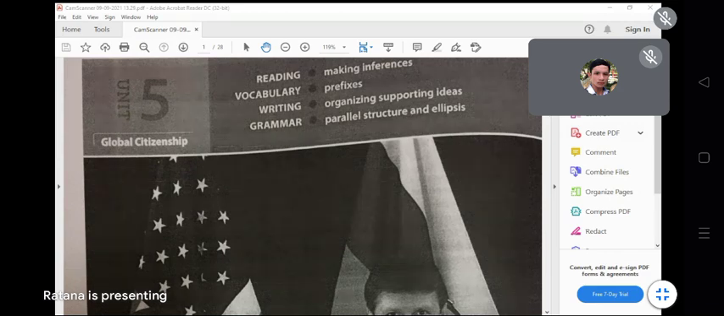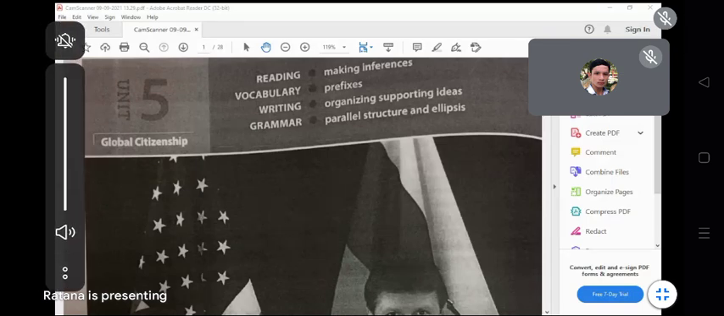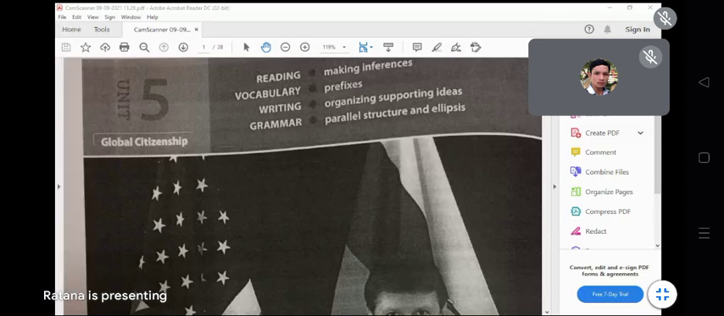Now I want to ask you, can anyone share your knowledge and your opinion with the class? What is global citizenship, based on your understanding or your perspective?